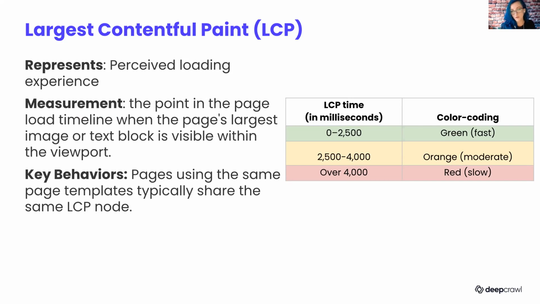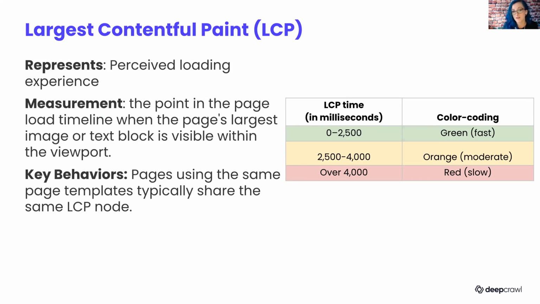So if you have a site and you've got a couple of page templates, you've got a blog template, chances are the LCP node, the element on the page representing the largest contentful paint, will be consistent across them. It's calculated at the point in the page timeline where the largest image or text block is visible in that viewport. Our goal is to have the largest contentful paint achieved in under 2.5 seconds.